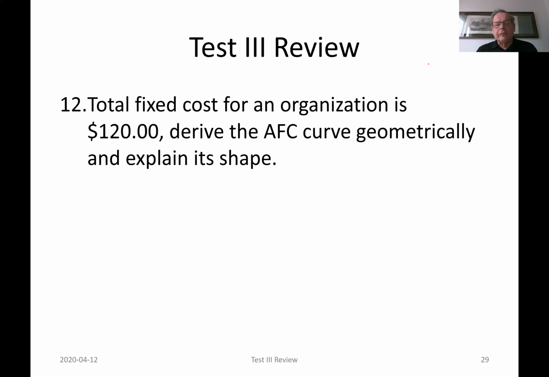I've included this problem here because very few of you got it correct on assignment number 5. The total fixed cost of an organization is $120. Derive the average fixed cost curve geometrically and explain its shape.